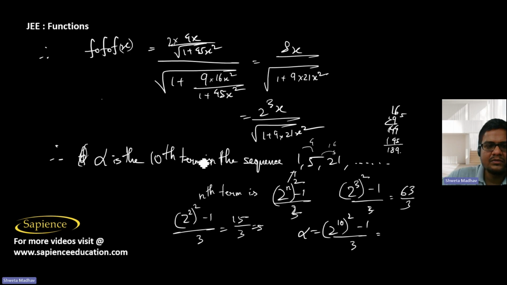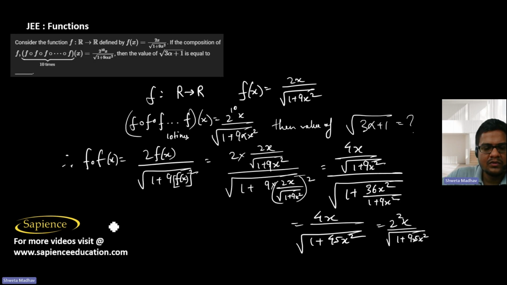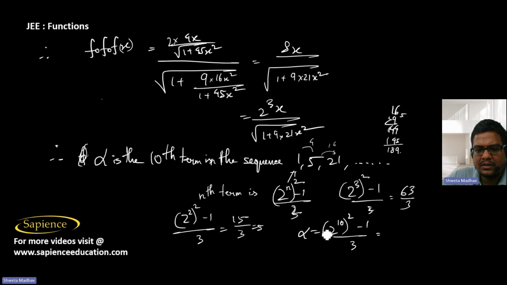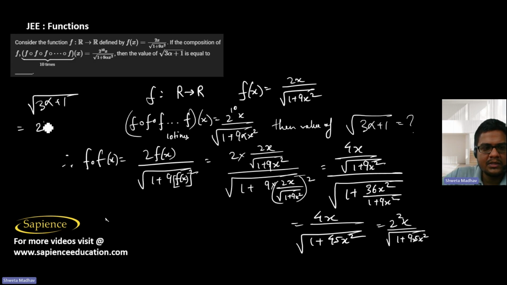Now we have to find out the value of square root of 3 alpha plus 1. From here we can see that alpha is this. So therefore 3 alpha plus 1 is equal to 2 power 10 whole square. So this is 2 power 10 whole square, square root, that is equal to 2 power 10. Now 2 power 10 is 1024. So 1024 is the correct answer.